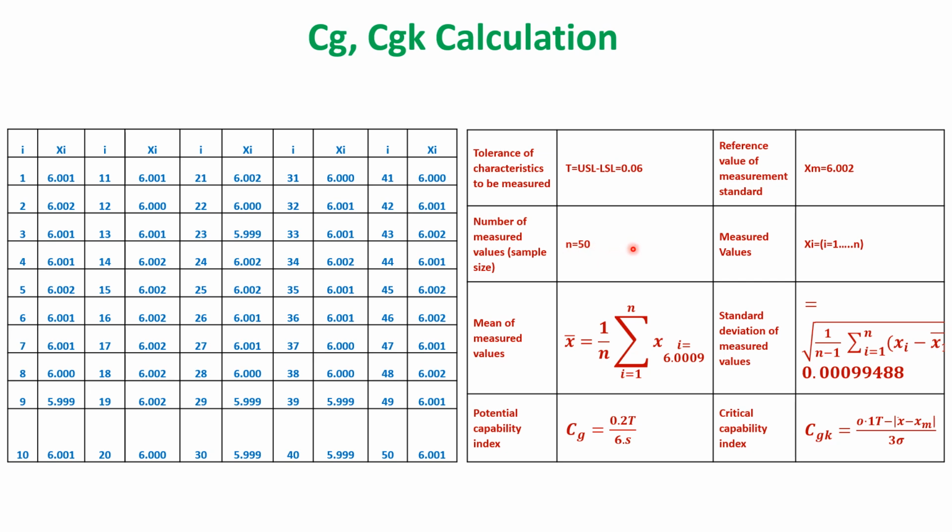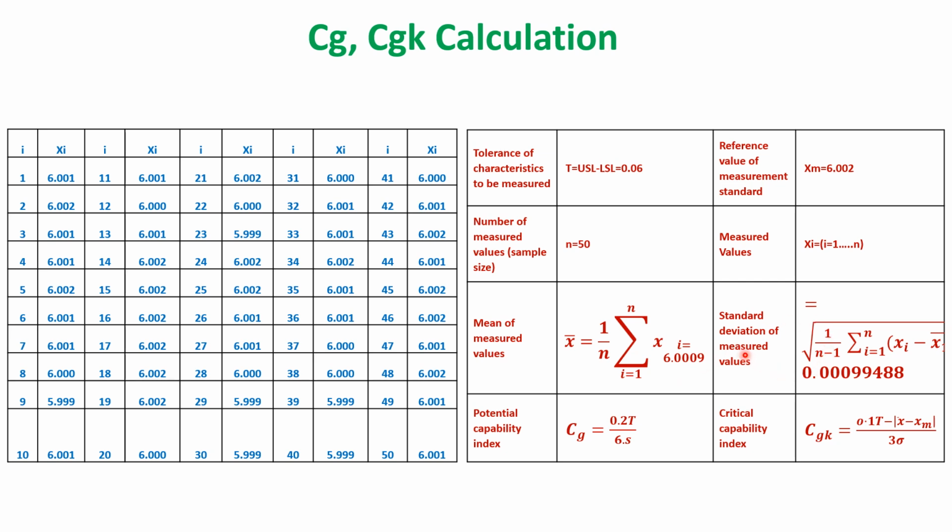Now the calculation part will start. I need to calculate the mean of the measured values. How will I calculate the average? I have to add all the 50 parts, and whatever addition I get should be divided by 50. So in this case I got 6.0009 as the mean.